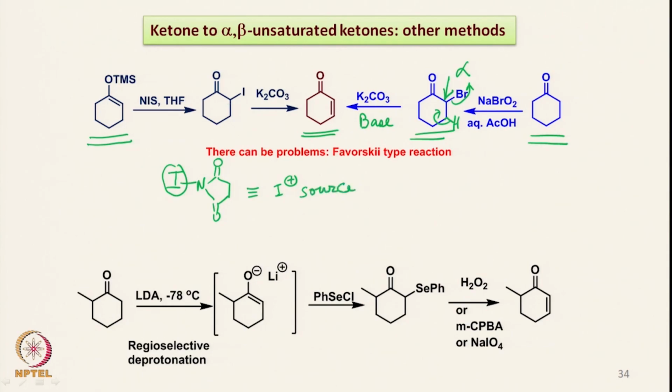So, you can introduce here this iodo group, and then in a similar fashion as this reaction here, this elimination of HI under basic conditions gives an enone. So, one can do it, but the problem associated with this is the fact that some of these alpha haloketones can undergo Favorskii rearrangement under basic conditions.